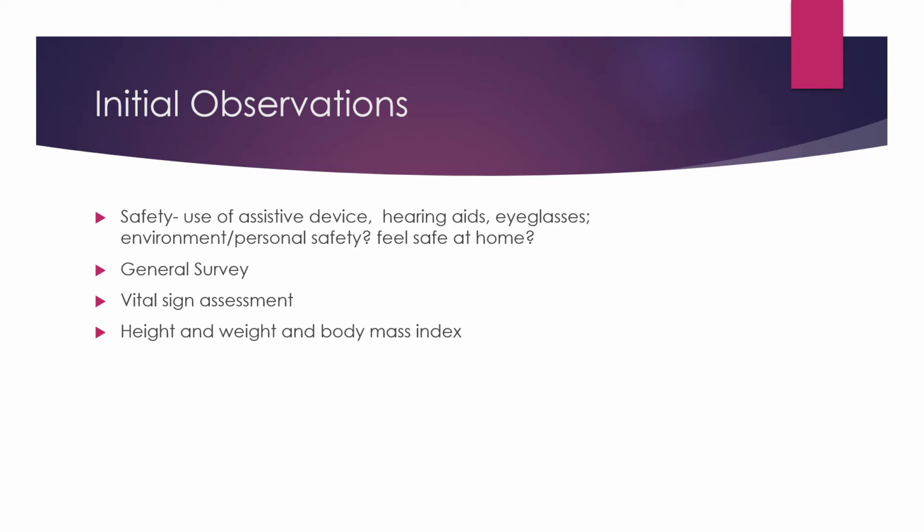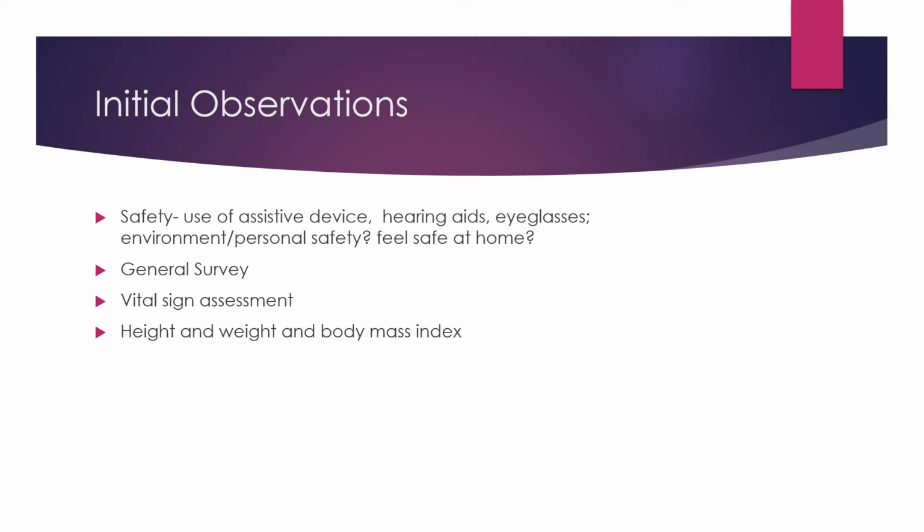Patients should appear their stated age. If they have been a heavy smoker or been exposed to a lot of sun, they may appear older than their stated age, and you can actually document that: patient appears older than stated age, or patient appears younger than stated age. Age is going to determine what exams and activities are recommended for that patient in their prevention of illness and health promotion. So that's why it's essential to find out their age and document appropriately.